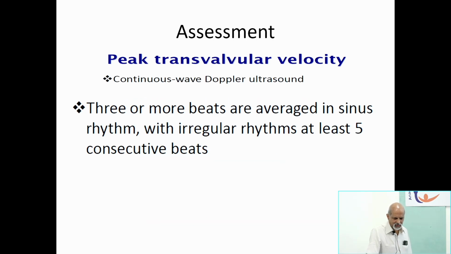For the peak transvalvular velocity, 3 or more beats are averaged in sinus rhythm. But in irregular beats, if somebody has AF, then you have to average out at least 5 consecutive beats, and only then will you get a proper peak transvalvular velocity.